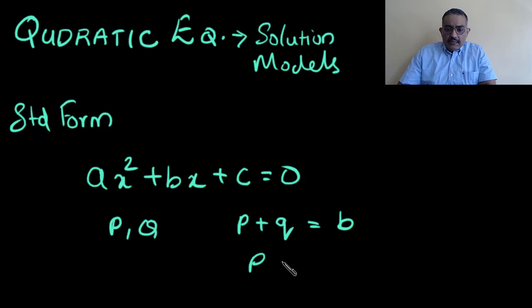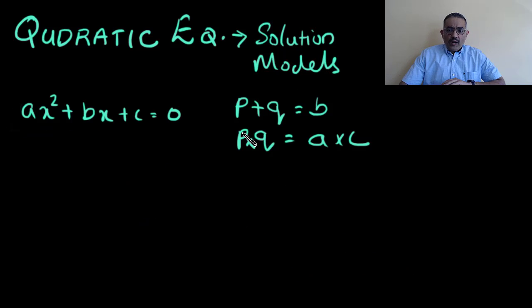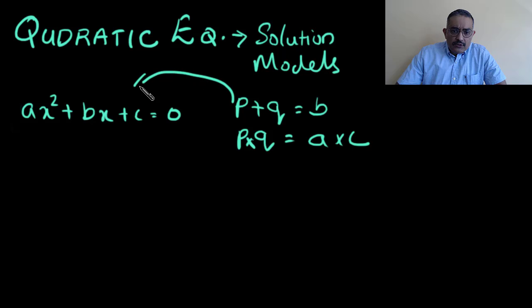Now the factorization method involves understanding a p and a q, where p plus q is equal to b and p times q is equal to a times c. Now, why do we do this? In order to understand that, all we need to do is to apply this p plus q instead of b here, and this p times q in this place. So let's just try that.